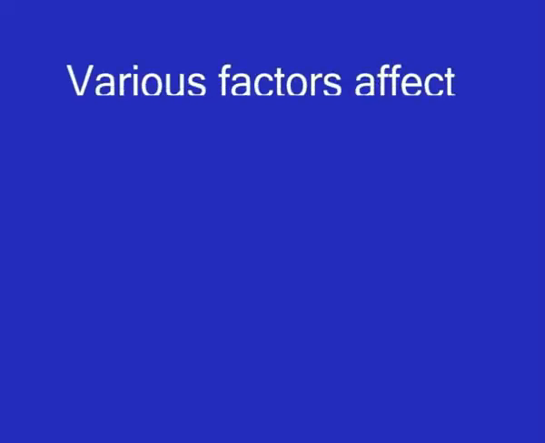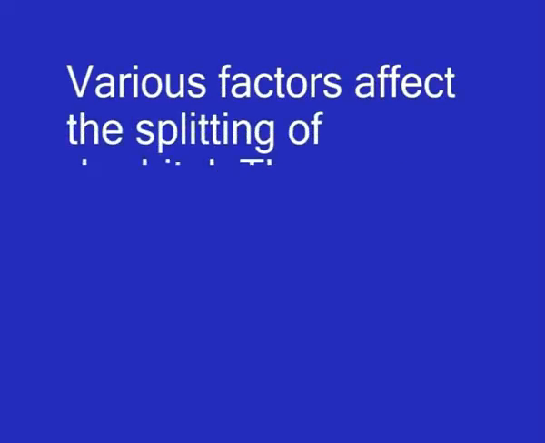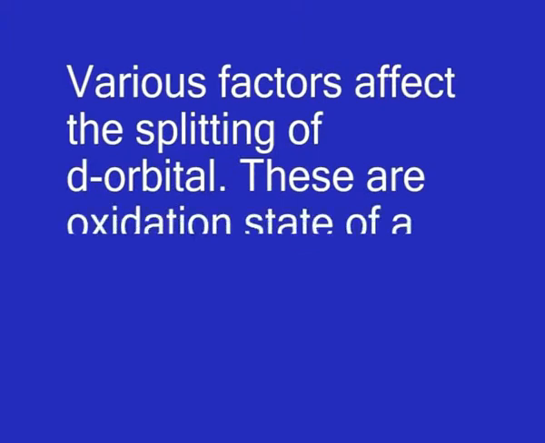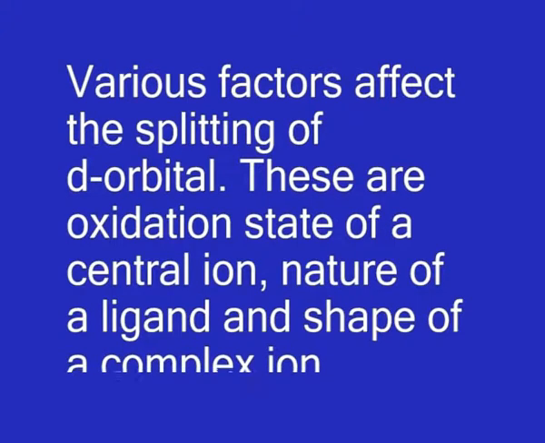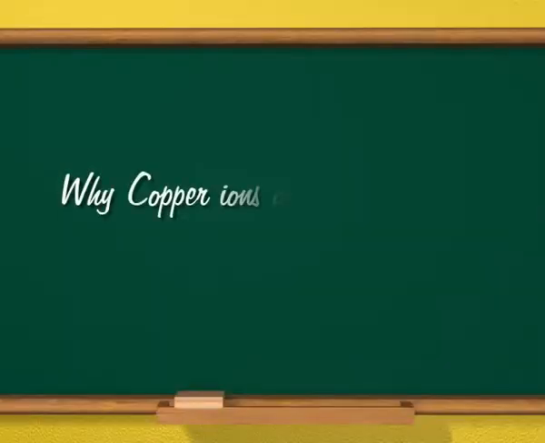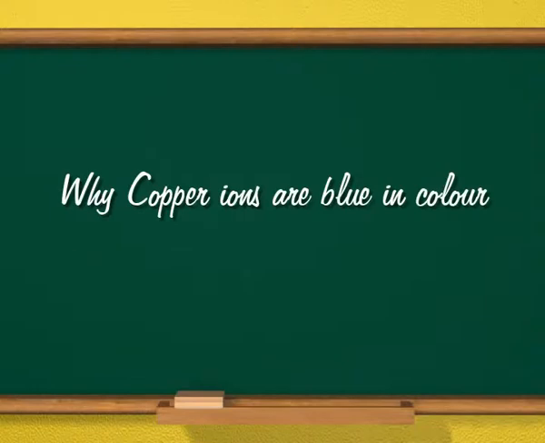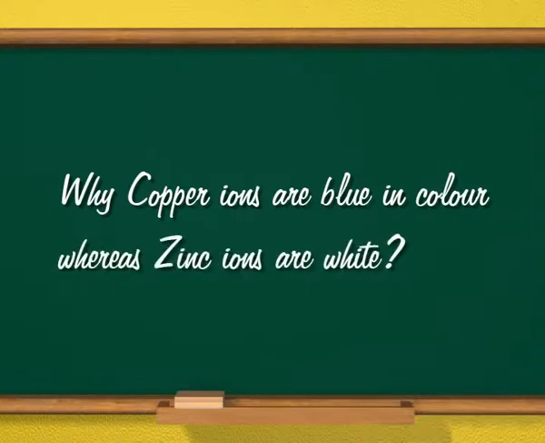Various factors affect the splitting of d orbital. These are oxidation state of a central ion, nature of a ligand and shape of a complex ion. Now let me ask you one question. Why copper ions are blue in color whereas zinc ions are white?